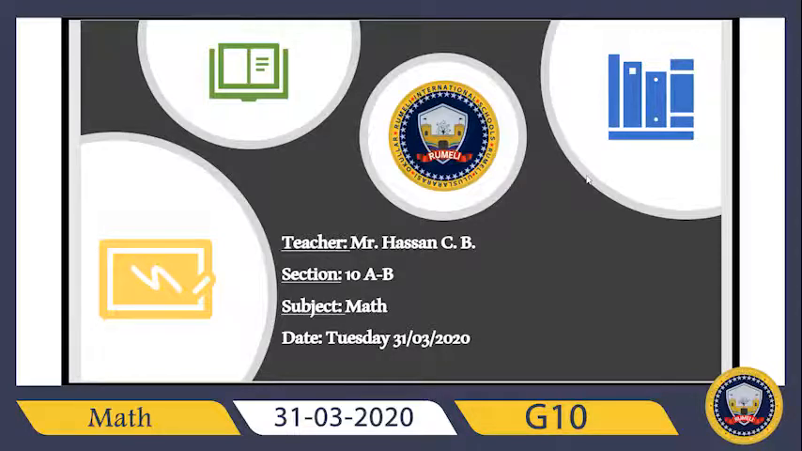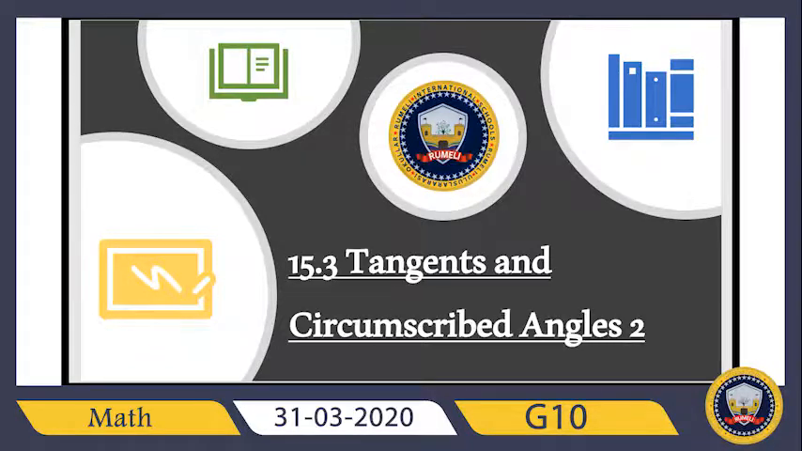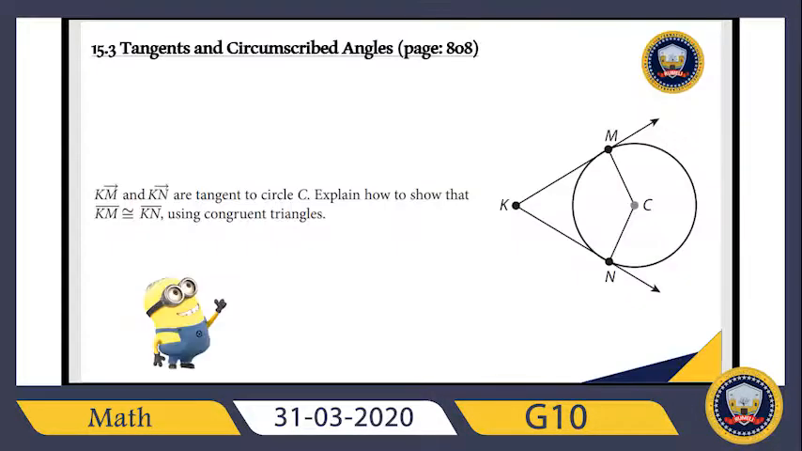We are still dealing with tangents and circumscribed angles. Today we are going mostly to do some activities about the theorems you've seen yesterday. All right, so let's go together to check the first activity.